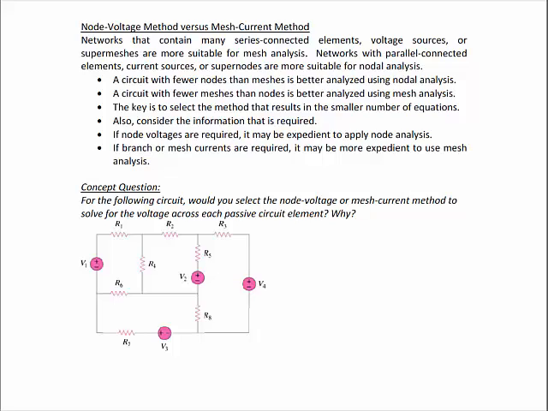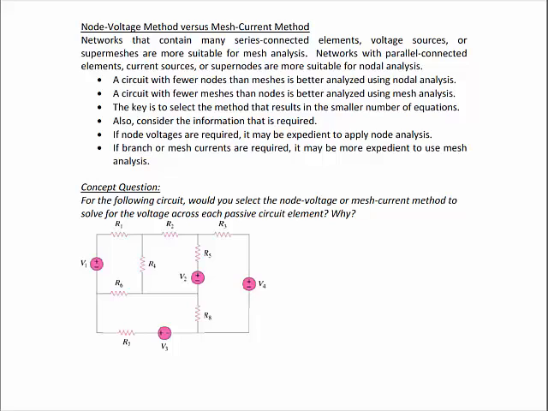For example, if I have mostly series connected elements similar to a loop, then I would probably do KVL or mesh analysis or the MeshCurrent method. Or if I have mostly parallel connected elements, current sources, something like a single node pair, I would probably do nodal analysis or the node voltage method. If I have a circuit with fewer nodes than meshes, it's probably better to do the node voltage method. Fewer meshes than nodes, it's probably better to do the MeshCurrent method.